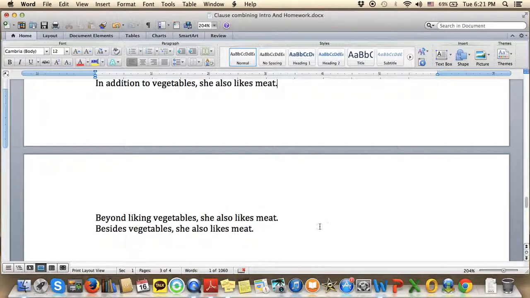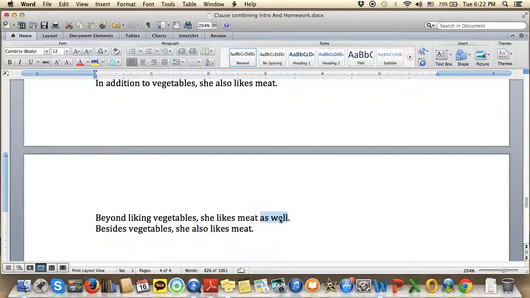Here's a couple of other examples. We had in addition to. Here we have beyond. And same thing with beyond, I can still put that also right here. As a matter of fact, I think I'm going to get rid of also. I'm going to put something else in here. I'm going to say as well. Aha, there's this one, as well.